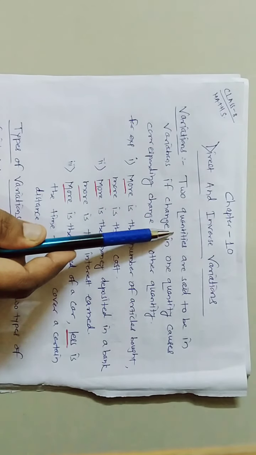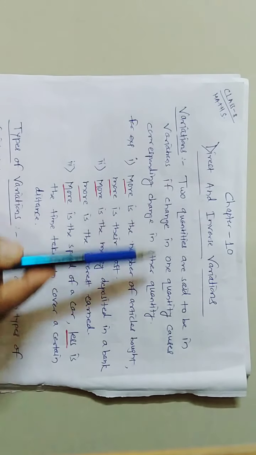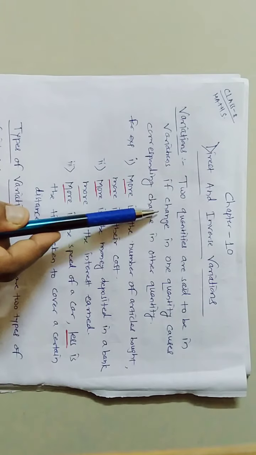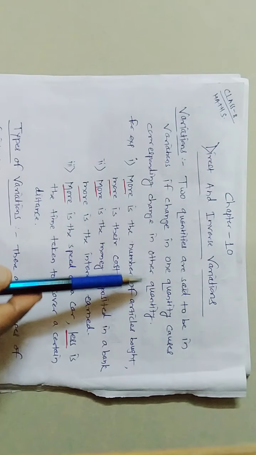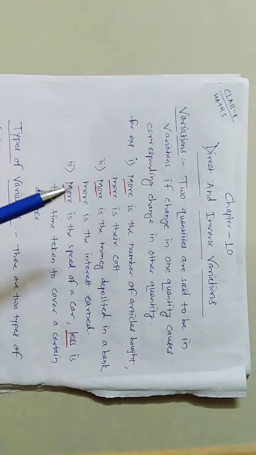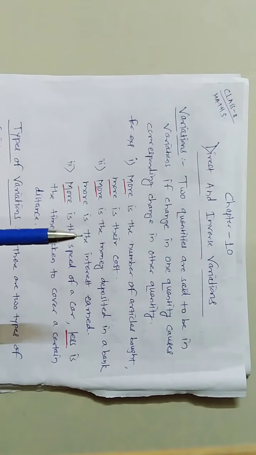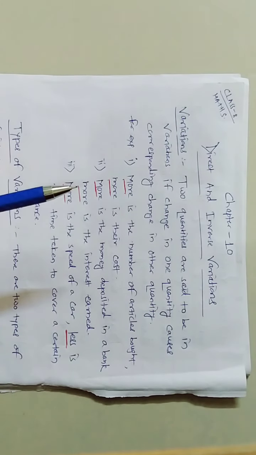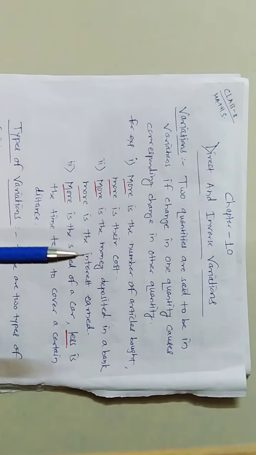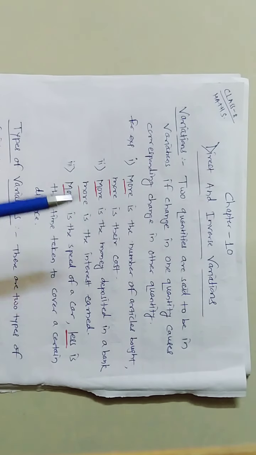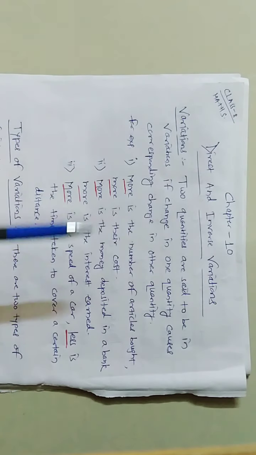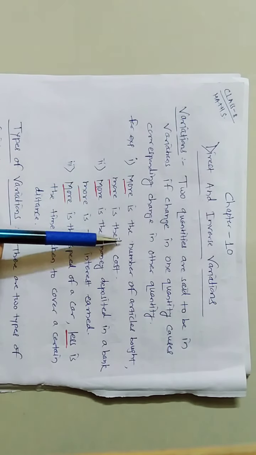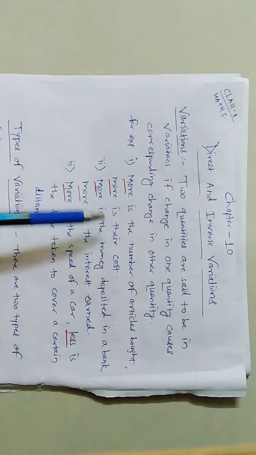Two quantities are said to be in variation if change in one quantity causes corresponding change in the other quantity. Variation means, if you are considering two quantities, change in one quantity causes corresponding change in the other quantity. So that is called variation. You can see the example. More is the number of articles bought, more is their cost.